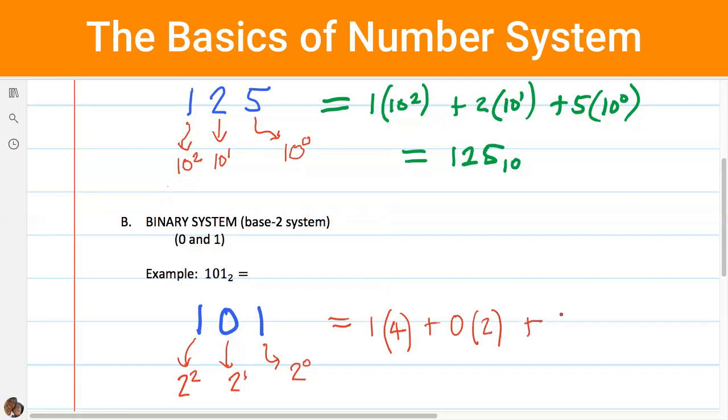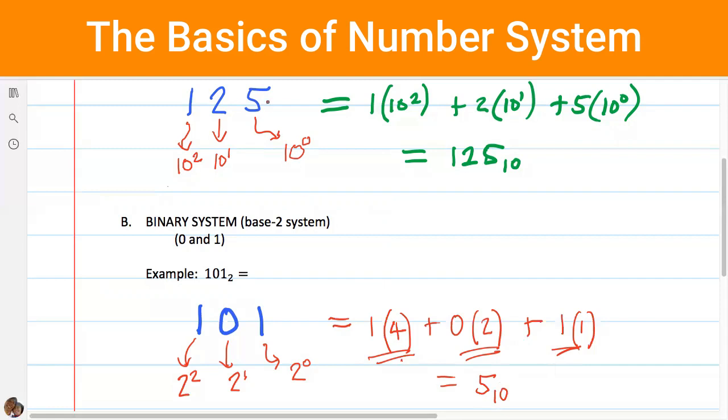Plus 1 multiplied by 2 raised to 0, which is 1. So if we add all of these, the result would be equivalent to, take note, this is 0, this is 4, and this is 1. The result is equivalent to 5. So 5 here, base 10, is the value for your binary number 101.